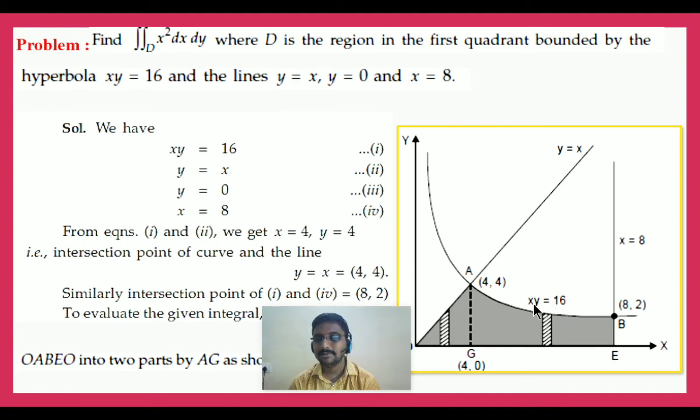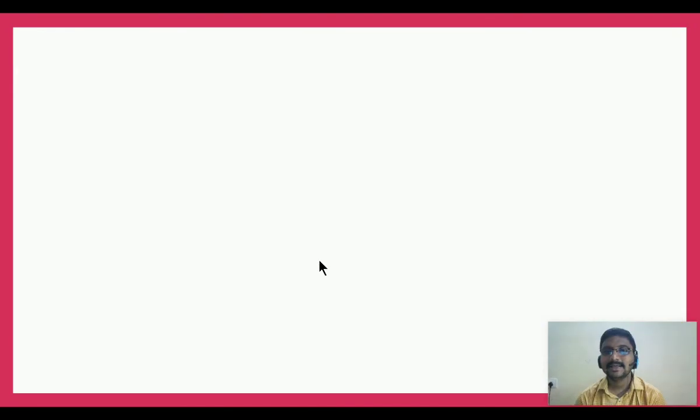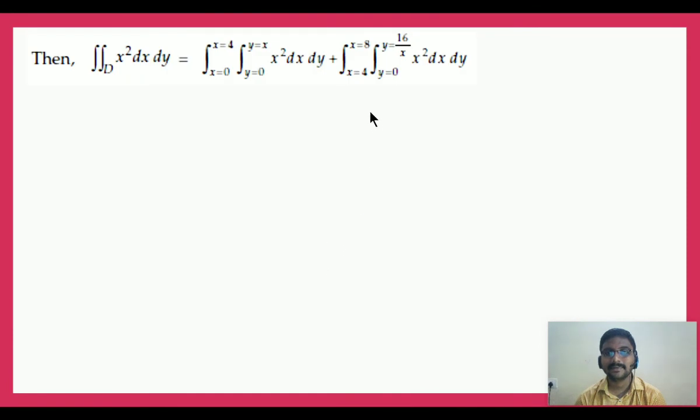Because it is a curve, we have to get y in terms of x, that is xy equal to 16, which implies that y equal to 16 by x. Thus y varies from 0 to 16 by x. And the limits of x are the ordinates at 4, 0 and 8, 0. So here x varies from 4 to 8. So these are the limits for x and y: x varies from 4 to 8 and y varies from 0 to 16 by x.